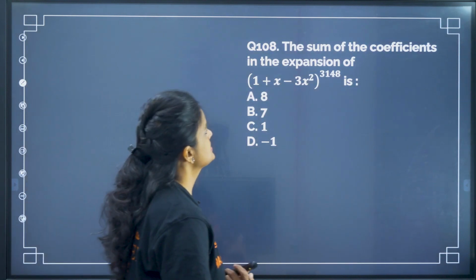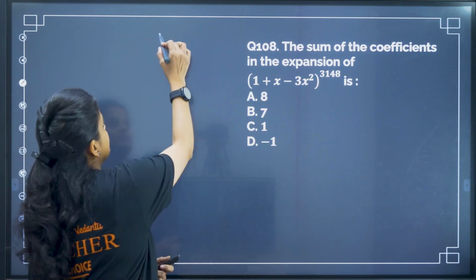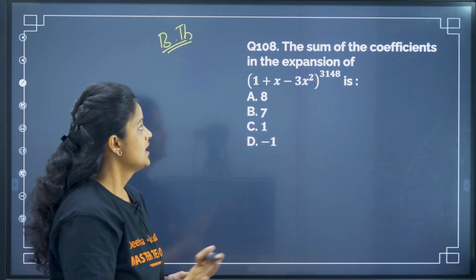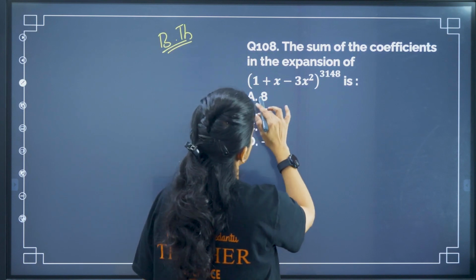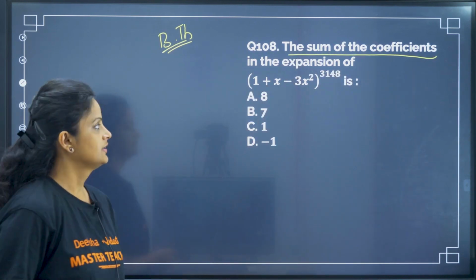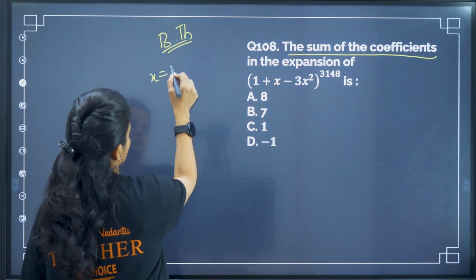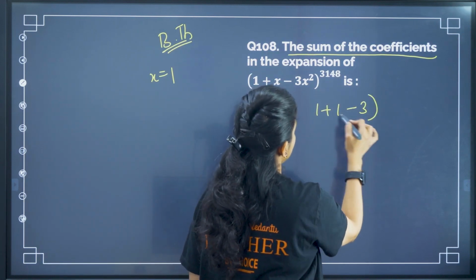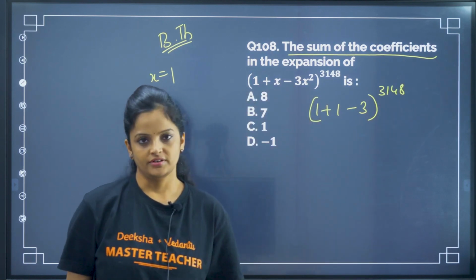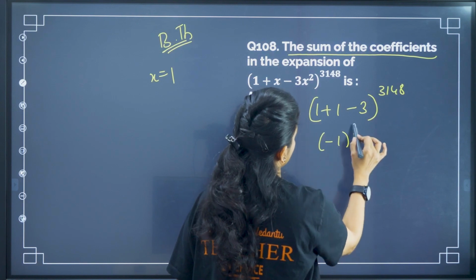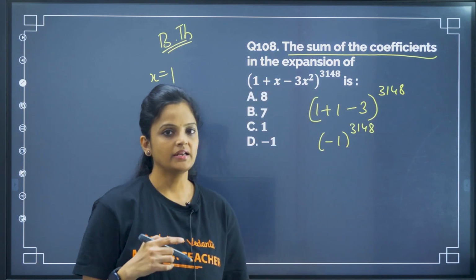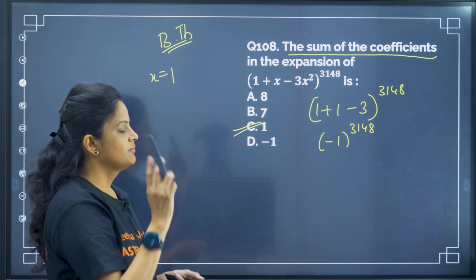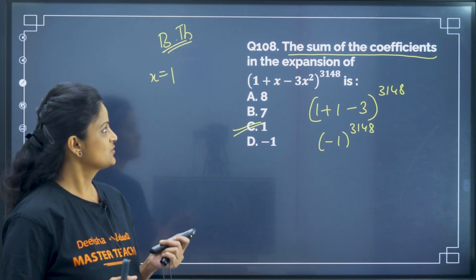108th question. The sum of coefficients in the expansion, in the binomial theorem, we have many shortcuts. Hope all of you know the shortcuts. And one of the shortcuts is in this question we are using now. Sum of the coefficients they are asking, and three terms are given like this. Just put x is equal to 1 and get your answer. Okay, putting x is equal to 1 in this, 1 plus 1 minus 3, to the power whatever. Here I get 2 minus 3, minus 1, and the power is even. Minus 1 whole power even will be plus 1. Option C. If it is an odd number, minus 1. If it is an even number, plus 1. That's all. Easy peasy. Let's go to the next question.